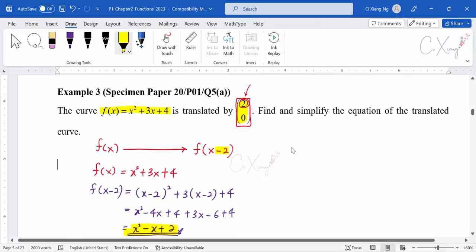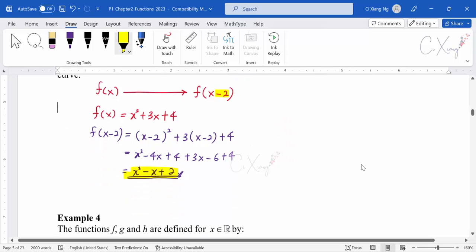Okay, so this is how we try to rewrite. That means we are doing it in the reverse way. They tell us what is the translation, and then we are going to find out the function. So this is one kind of question that might be asked in the exam. Example 3. Okay, then proceed to example 4.